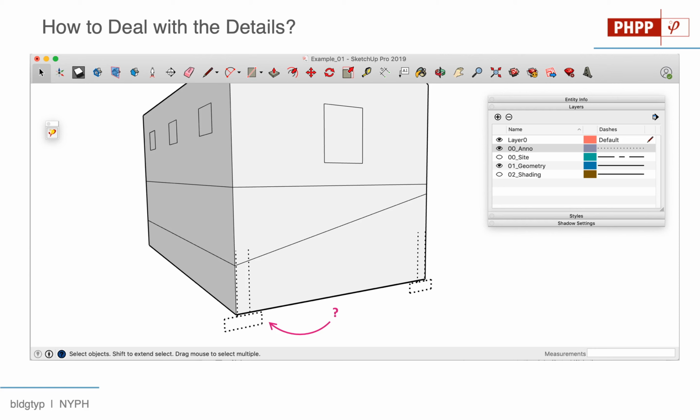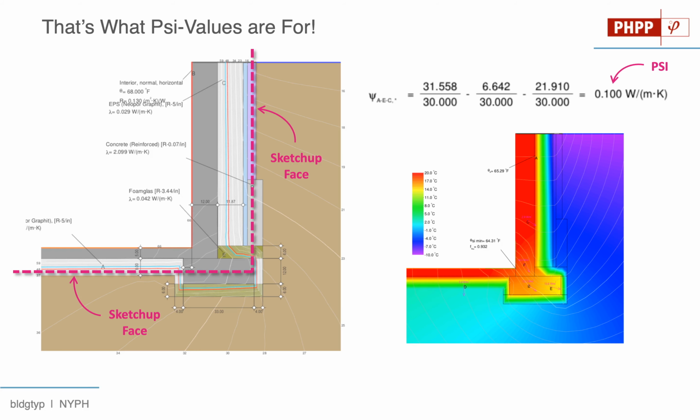So how do we manage that in something like the DesignPH? How are we going to model that appropriately? Should we model the geometry of that footing? Should we build in or draw surfaces for all of those edges of the footing there? And the short answer is no. That would be an incorrect way to model that. You want to model the wall surfaces and the floor surfaces, all the basic geometry, and then we're going to use our psi values to correct for those junctions and corners and edges.